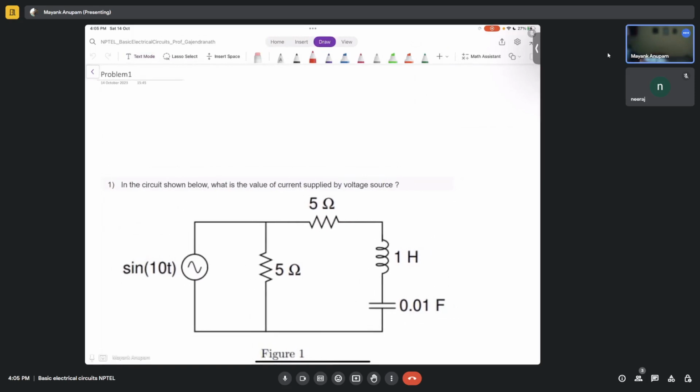This course is Basic Electrical Circuits. It's an NPTEL course, and this time it is being hosted by Dr. Gajendranath Chaudhary, a faculty member in the Department of Electrical Engineering at IIT Hyderabad. And myself, I am Mayank Anupam, a tutor for this course. I hold these discussion sessions. Right now I'm doing my PhD in electrical engineering at IIT Kanpur.